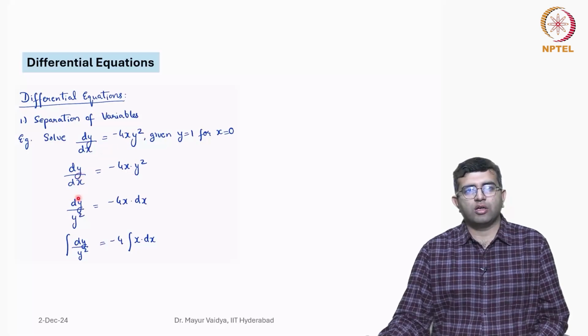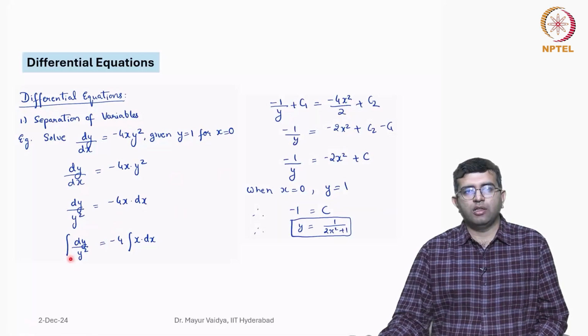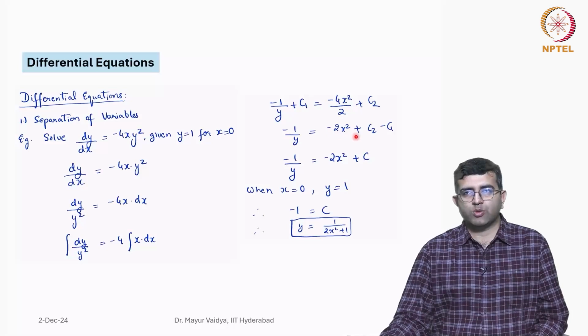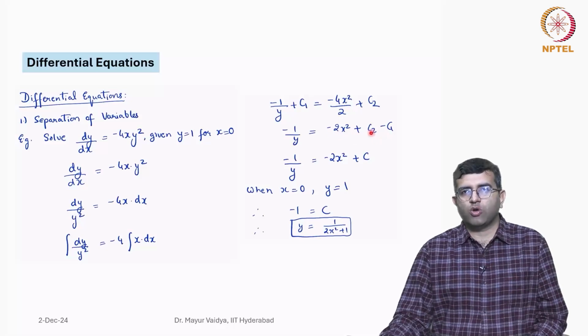So, I can write dy by y square is equal to minus 4x dx, and this then separately I can integrate both the sides. So, integral of dy by y square is equal to minus 4 integral of x dx. And if I do that, I get in this side minus 1 by y plus c1 is equal to minus 4x square by 2 plus c2. So, I get minus 1 by y is equal to minus 2x square plus c2 minus c1, which is also another constant as c.